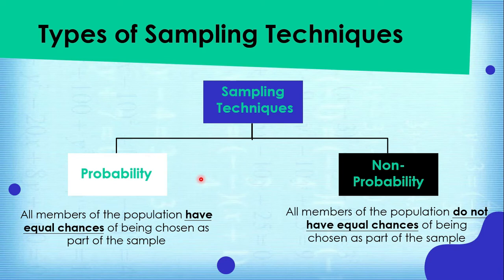Types of sampling techniques. We have two. First is probability, and the second one is non-probability. For probability, all members of the population have equal chances of being chosen as part of the sample. While for non-probability, that is the opposite. All members of the population do not have equal chances of being chosen as part of the sample.